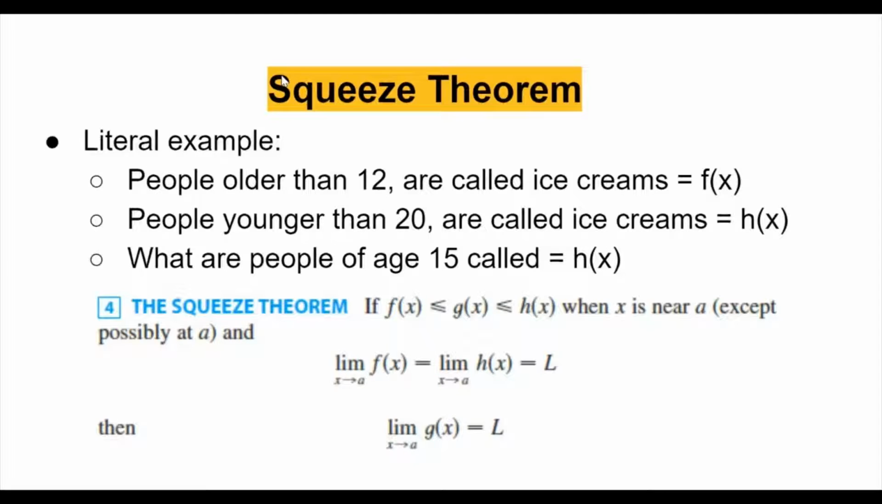There is a slight correction here. H of x is, for this part, it's actually g of x.